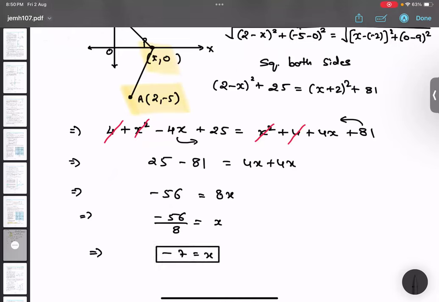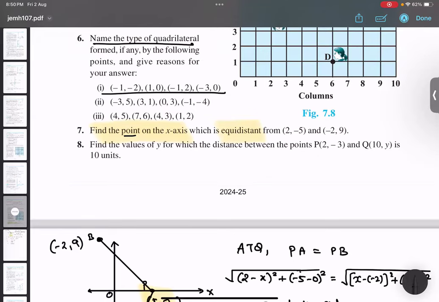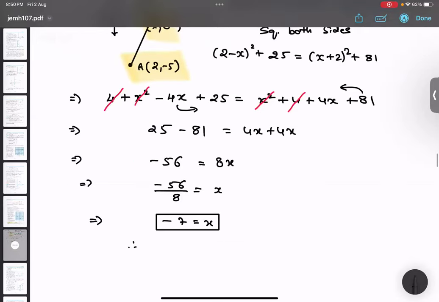So question is not the value of x. Question is find the point. So when they are asking point, make sure you answer in point. Therefore, minus 7 comma 0 is the point. Many students leave it over here. Just because teachers want to give you marks, they don't cut marks. But ideally, they should cut marks. Is it making sense? Because nobody asks you to find the value of x. They ask you to find the point. So point is always in a coordinate form. Minus 7, 0 is the answer.